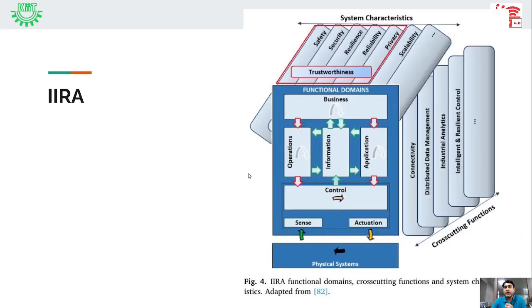So let us now look into the IIRA, or the Industrial Internet Reference Architecture, which is an open architecture developed by the IIC, or the Industrial Internet Consortium, based on the industrial IoT standards, emphasizing interoperability among industries. The IIRA is organized into 4 viewpoints. Those are the business viewpoint, usage viewpoint, implementation viewpoint, and the functional viewpoint.